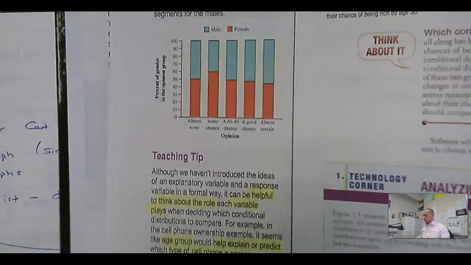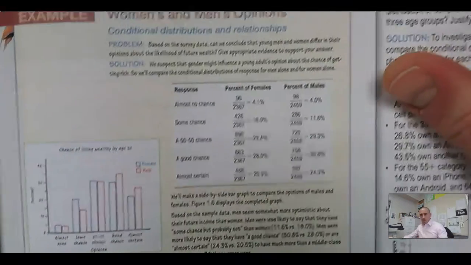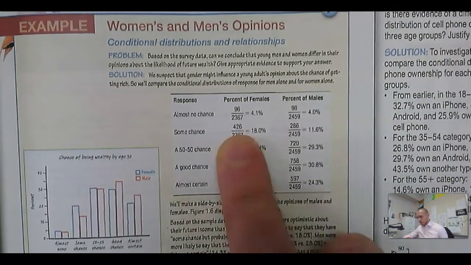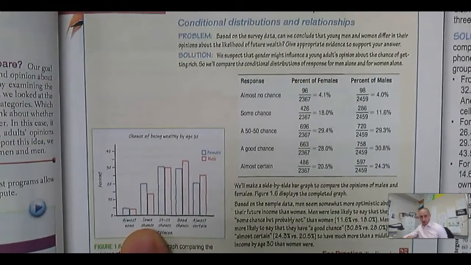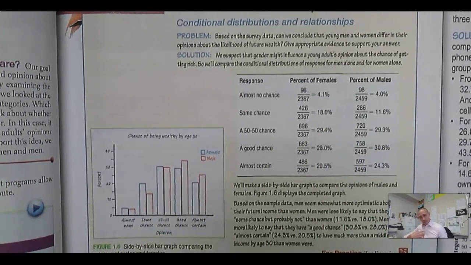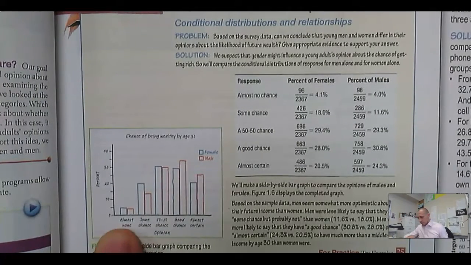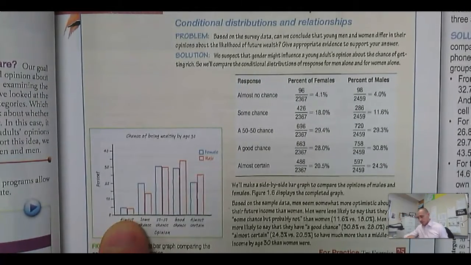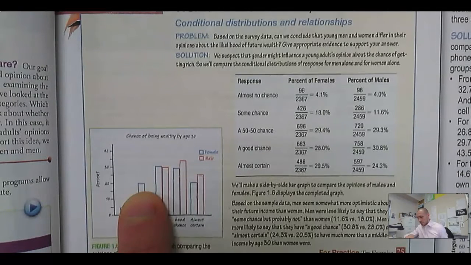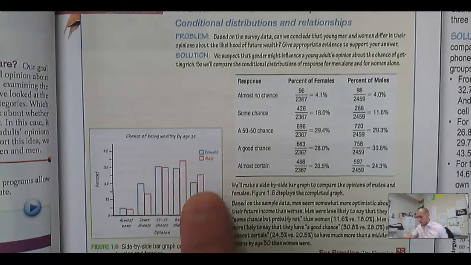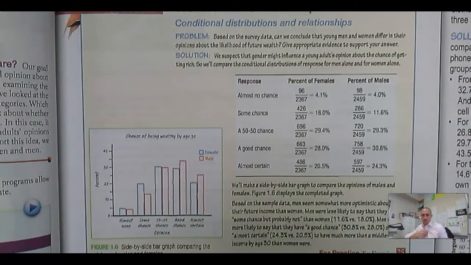All right, another way that I'm going to show this to you is going back to the conditional distribution of gender, so female, male. What they've done here is a side-by-side bar graph, which I kind of like a little bit better. It's easier to do the comparisons. So they looked at the different opinions, almost none, and then they compared the female to the male. Those are about the same. For some chance, you can see females are a lot more likely to believe they have some chance. The 50-50 is about the same. And for good and almost certain, males have a higher likelihood to believe that.